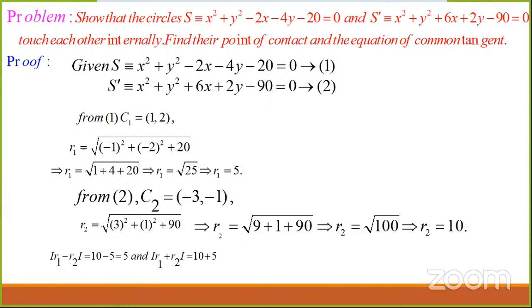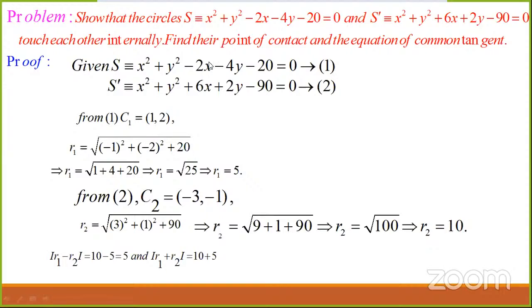So we shall find C1, that is center 1, and R1, radius 1, from the circle 1. What is the circle 1, children? S is equal to x square plus y square minus 2x minus 4y minus 20 equal to 0. The coefficient of x is minus 2. Half of that is minus 1. With opposite sign, it will be 1. Similarly, the coefficient of y is minus 4. Half of that is minus 2. With minus sign, it is 2. So the center C1 is (1, 2).